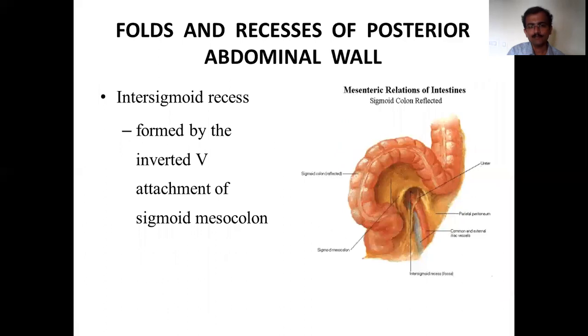Then there are some recesses around the sigmoid mesocolon. Here you can see this is the descending colon, this is the sigmoid colon, and this is the sigmoid mesocolon. Around the sigmoid, there is an intersigmoid recess, which looks like an inverted V-shaped recess, seen around the attachment of the sigmoid mesocolon. Just remember some of these recesses.